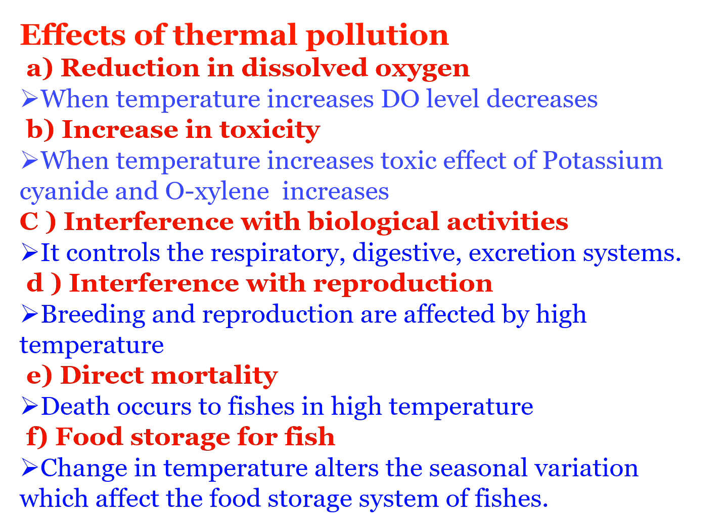Now let's see what the specific effects of thermal pollution on aquatic ecosystems are. When industries discharge heated water into rivers and lakes, it creates a cascade of serious environmental consequences. There are six major effects highlighted here. The first one is reduction in dissolved oxygen. The second is increase in toxicity. The third is interference with biological activities. Then we have interference with reproduction. Then E is direct mortality, and F is food storage for fish. Let's discuss one by one.